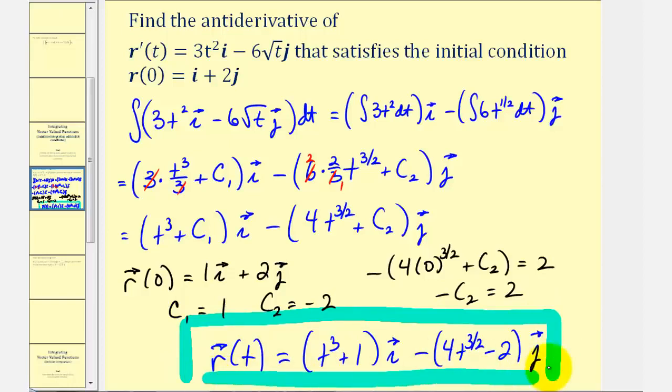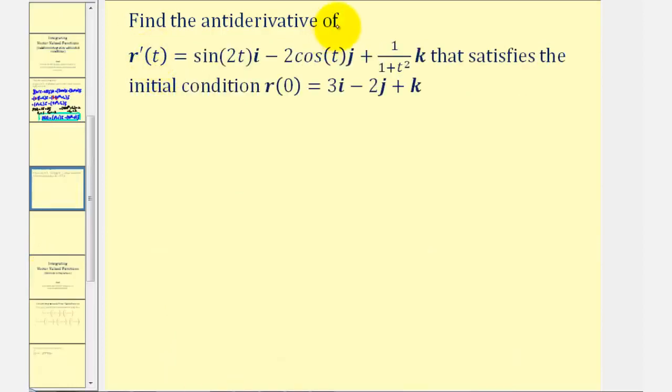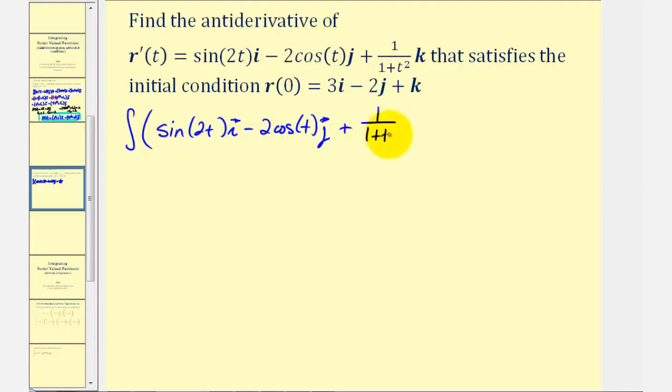Let's take a look at a second example. We want to find the antiderivative of r prime of t given the initial condition r of 0. So again, the first step is to integrate the given vector valued function. So we'll have the integral of sine 2t i minus cosine t j plus 1 divided by the quantity 1 plus t squared k.